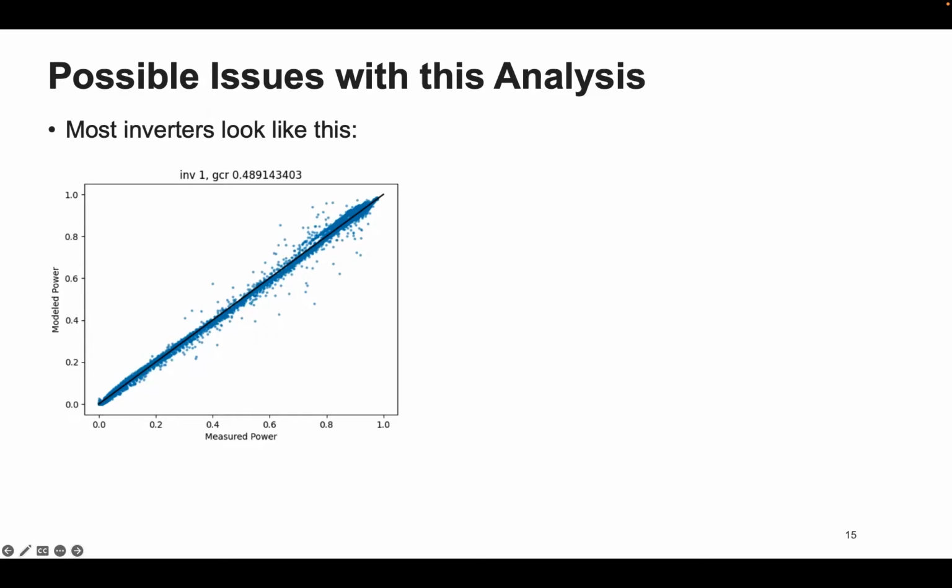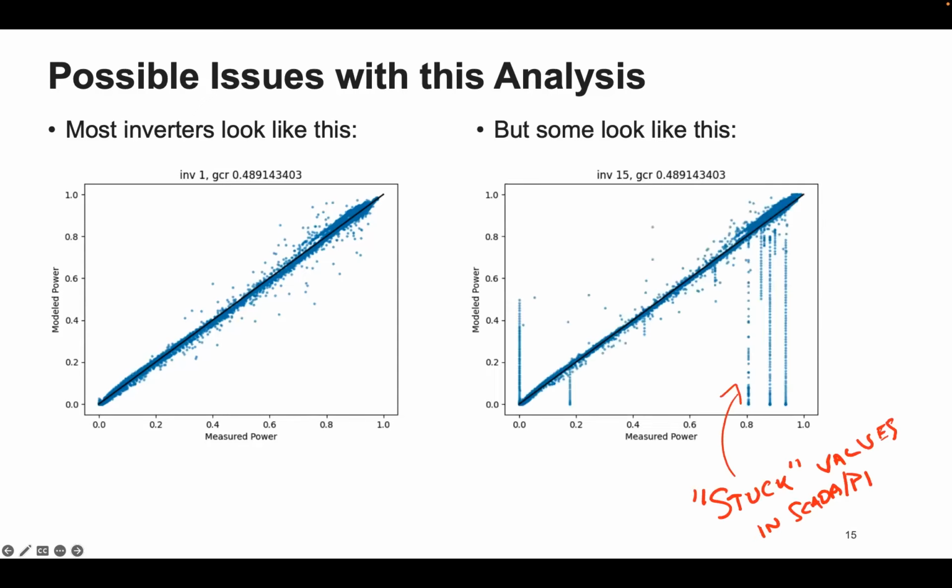But there are some possible issues. One, most inverters look about like this, which looks about like the plant, measured versus modeled power. But some of them look like this. And this is all baked into our data set. I didn't exclude inverters like this. I think this is something like stuck values in SCADA or a Pi historian, and so that's adding some noise. There are other general data quality control issues.